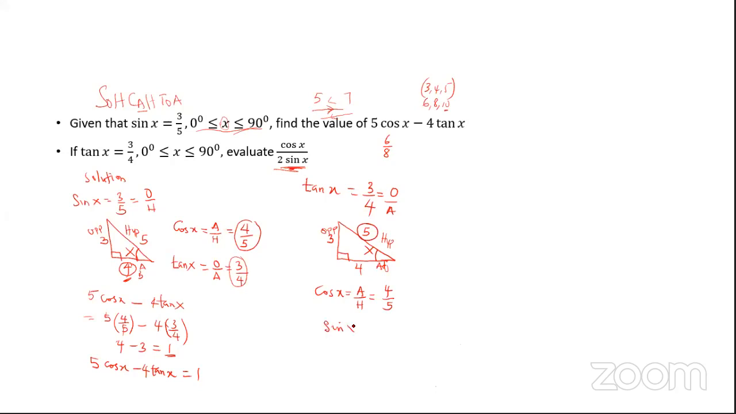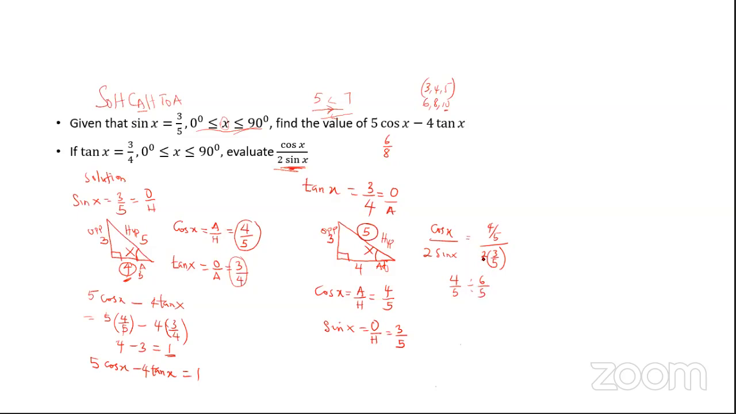For sine x, sine is opposite over hypotenuse. So what is our opposite? Our opposite is 3, and the hypotenuse is 5. So as a result, I want to look at the expression cos x over 2 sine x. So cos x is 4 over 5, divided by 2 into bracket 3 over 5. And that will give us 4 over 5 divided by, I can use this kind of division, 2 times 3 is 6 over 5.